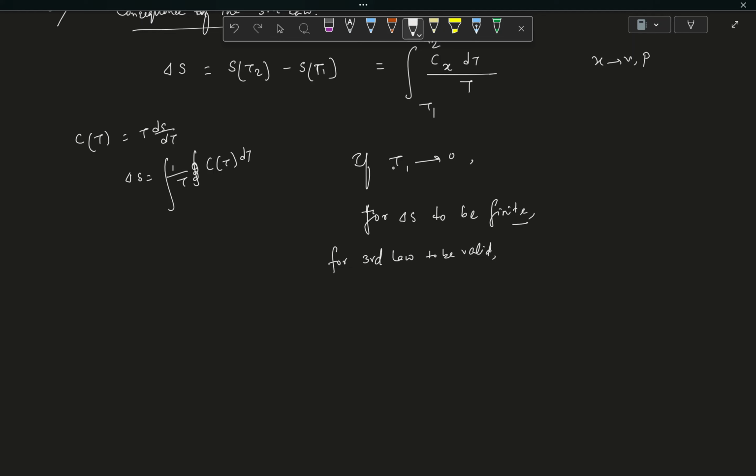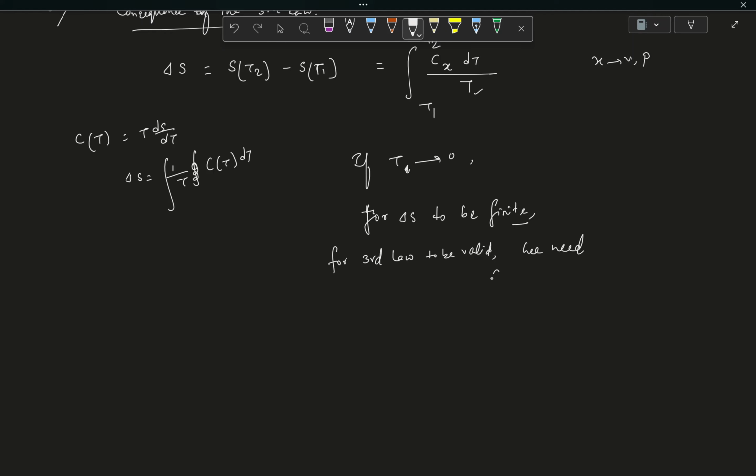if temperature here is 0, then so that this whole thing does not become diverging or undefined, we also have to take the upper numerator part, which is this Cx tending to 0. We need Cx tending to 0 as T tending to 0. This Cx can be either Cp or Cv tending to 0 as T tending to 0.